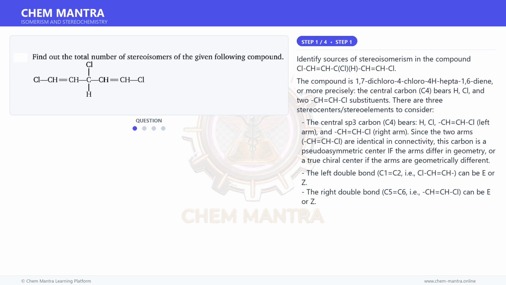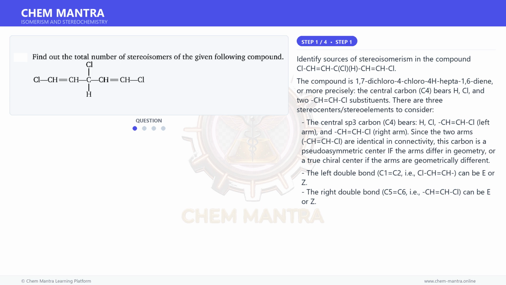Identify sources of stereoisomerism in the compound ClCH=CH-CHCl-CH=CHCl. The compound is 1,7-dichloro-4-chloro-4-H-hepta-1,6-diene, or more precisely, the central carbon, C4, bears H, Cl, and two CH=CHCl substituents. There are three stereoelements to consider.